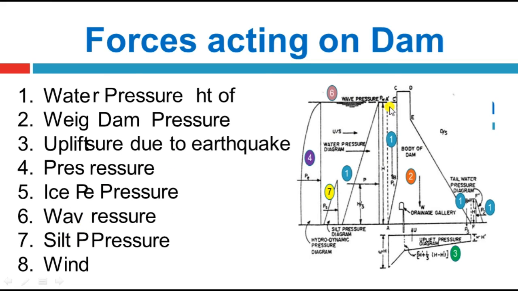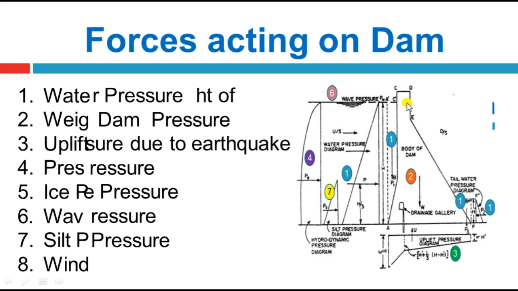Ice pressure. That pressure generally occurs in cold regions when the water reaches its freezing point. Silt pressure. Sometimes some amount of silt deposition may occur here. So the silt pressure also acts on the wall on the upstream side of the dam.